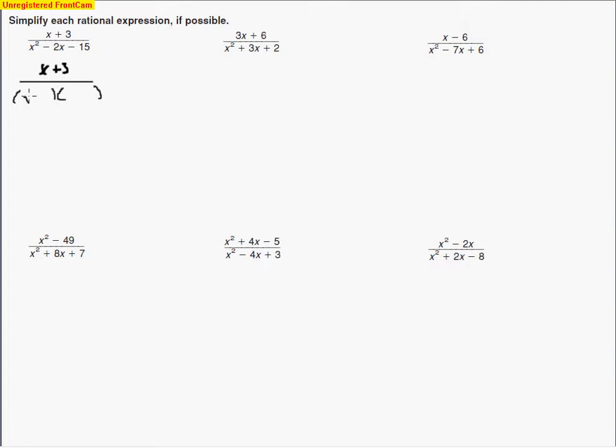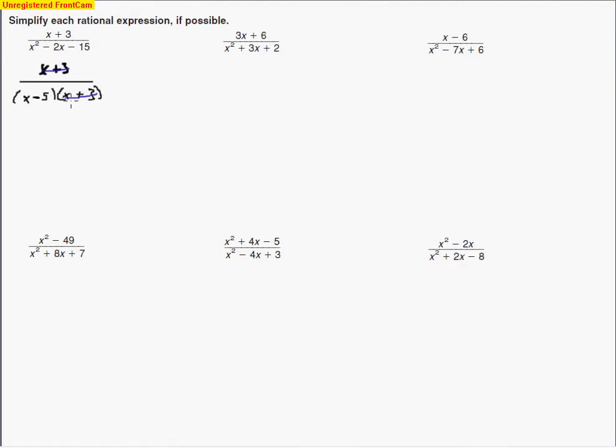So we have x times x makes x squared. Now what numbers multiply to make 15? Well, 5 and 3 do. And if I want to have a negative 2x, I would make the 5 negative and the 3 positive. And that way I can reduce this fraction. Now I've got a factor of x plus 3 on top, and I've got an x plus 3 right here. So these will now cancel.